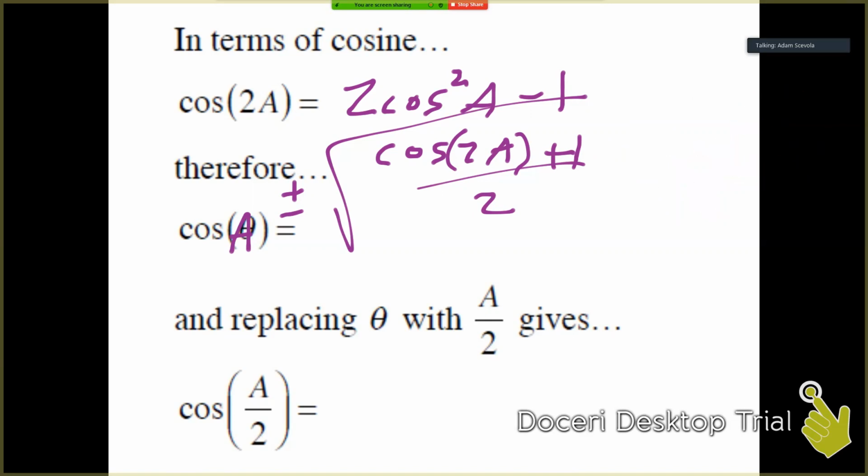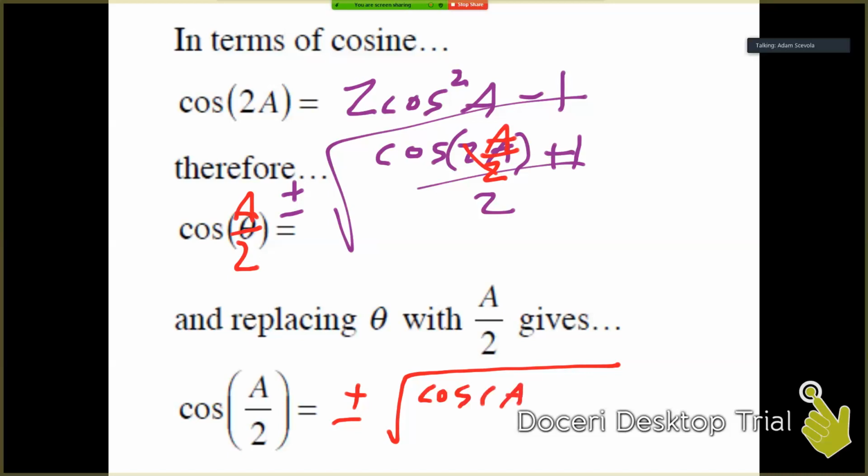Now, if I replace the input with a over 2, like it says in the bottom step, thus giving us the half angle formula, this will cancel out here. And we get the cosine of a over 2 is equal to plus or minus the square root of the cosine of a plus 1 all over 2.